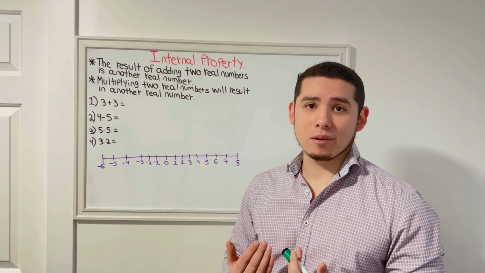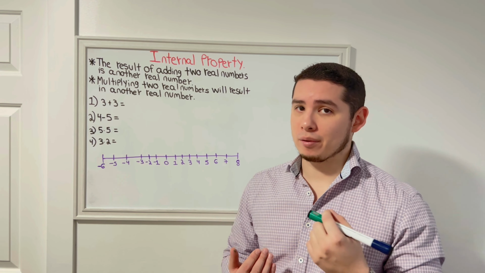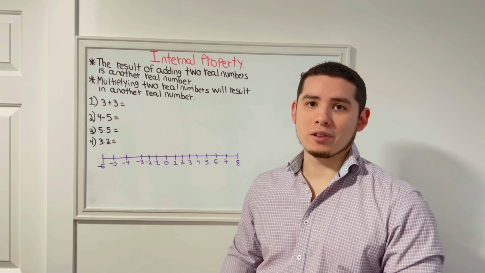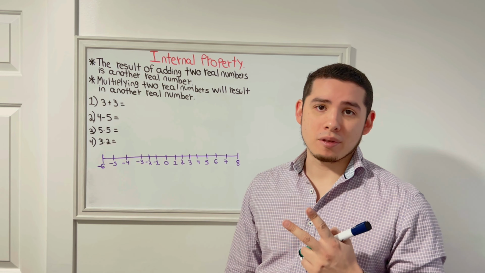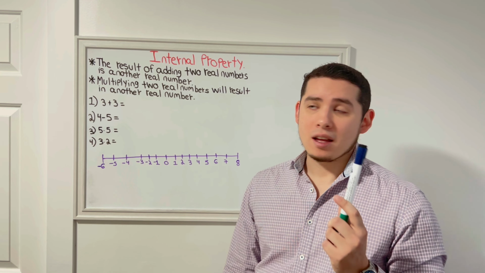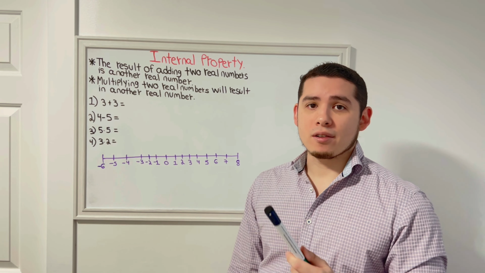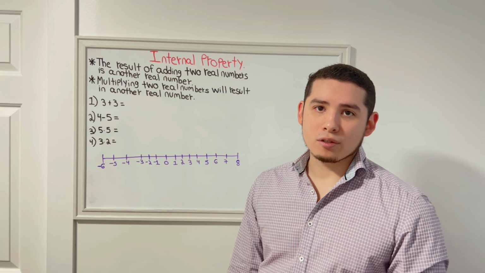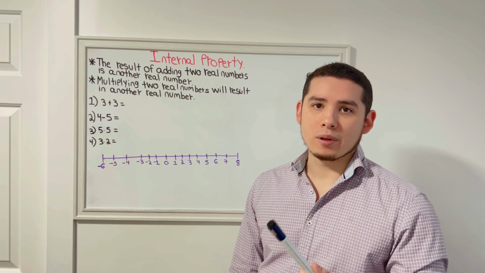I'm the Maestro Rodi, and today we are going to cover the first property of the real numbers, the internal property. But what is the internal property? The internal property states two things. The first one is that the result of adding two real numbers is another real number. Multiplying two real numbers will also result in another real number.